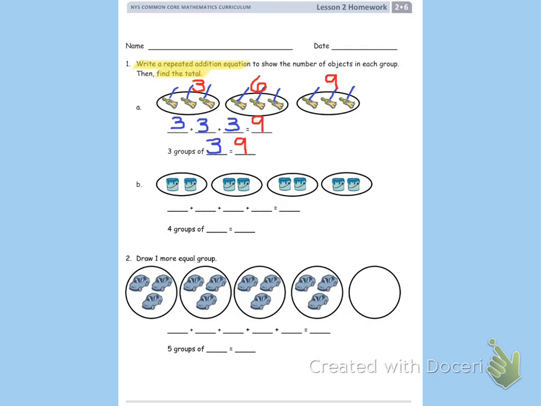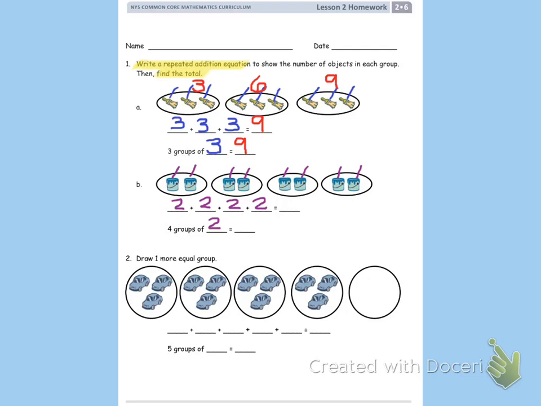Now let's look at the paint cans on item B. There are 4 groups of paint cans. What we need to figure out, though, is how many are in each group. There are 1, 2 cans in the first group, so we'll put a 2 there. 1, 2 cans in the second group. 1, 2 cans in the third group. And 1, 2 cans in the fourth group. So there are 4 groups of 2.